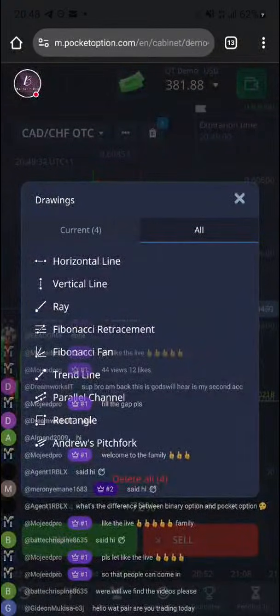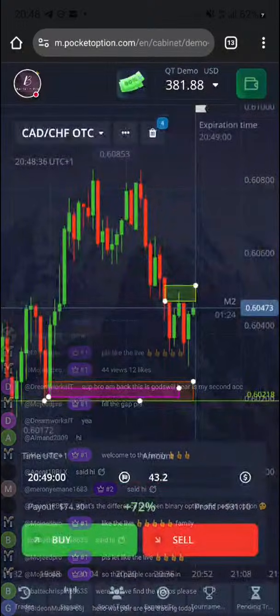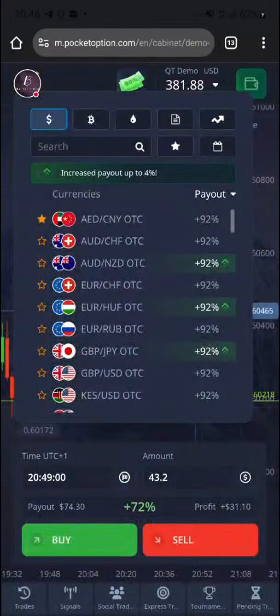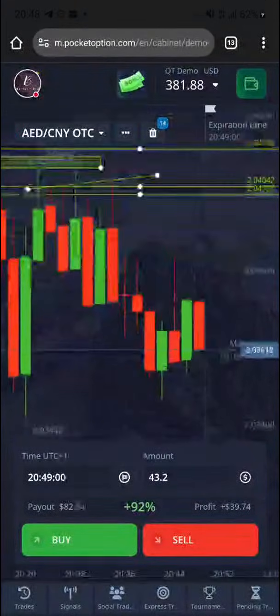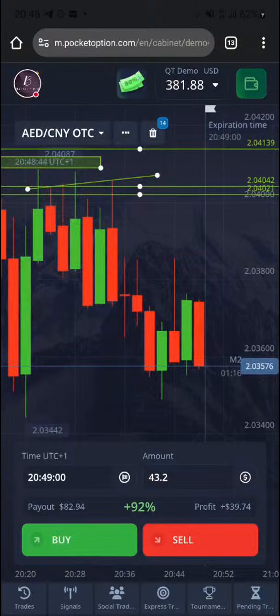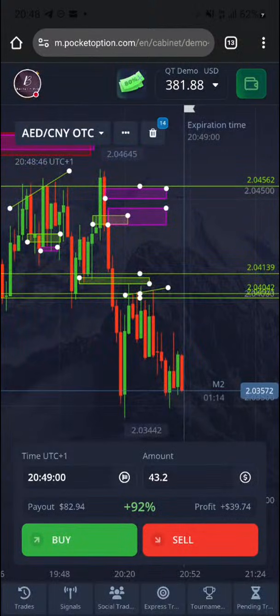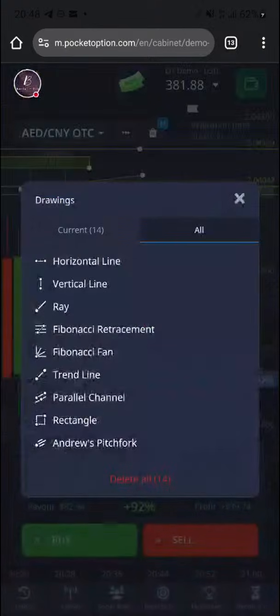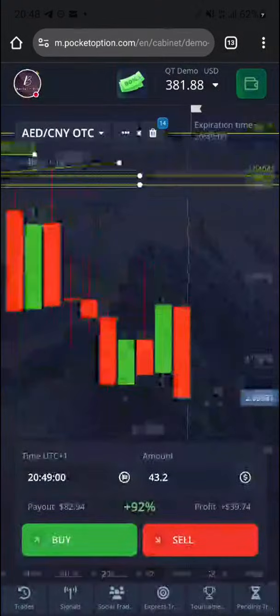Hello, what pair are you trading today? I'll be trading a lot of pairs. We have plenty of pairs to trade actually. I'm yet to choose the next pair we're going to be trading, so I'll just be switching between the pairs to look for opportunities. And when we find opportunities in the market, we're going to trade it.